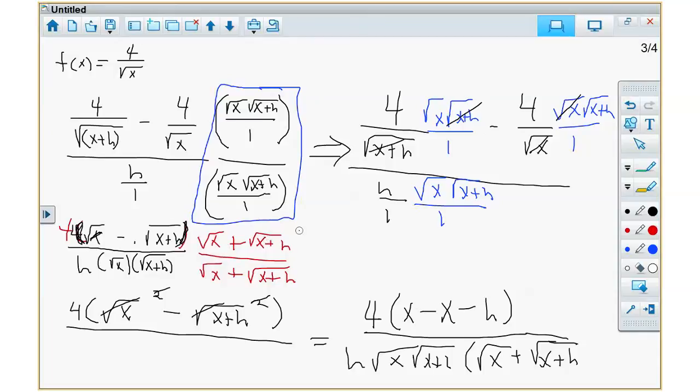Why would you do that? Whatever you do on top, you got to do on the bottom. You got to make a 1. This is 1. Anything over itself is what? 1. I'm trying to get rid of the radicals at the top. That's what I'm trying to do. Okay. So 4 times the square root of x minus the square root of x plus h. Multiply that by the square root of x plus the square root of x plus h. You get this. And what happens, the squares, using shortcut number 3, those of you that don't know shortcut number 3, you better take those out and you're left with this.